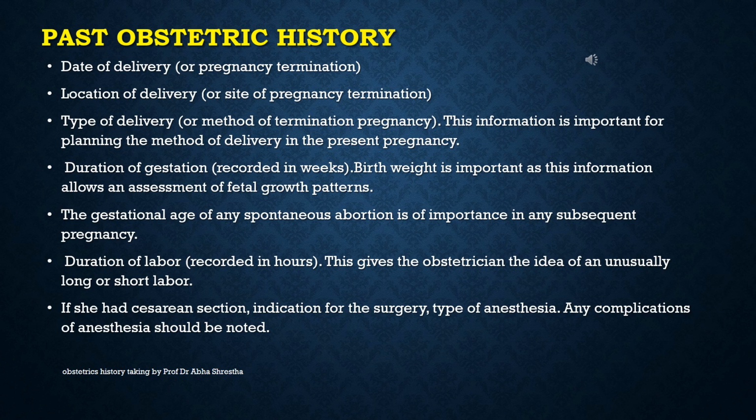Then we should know the gestational age if she had any spontaneous abortion, because the causes of abortion vary according to the period of gestation. If it had been a first trimester spontaneous abortion, then we should think about chromosomal anomalies in the fetus, or if she had antiphospholipid syndrome or some genetic problems.